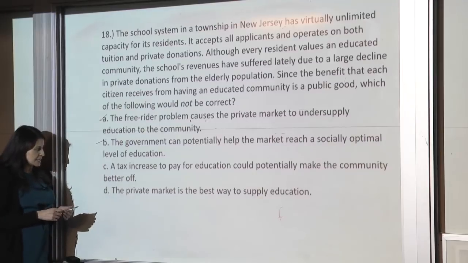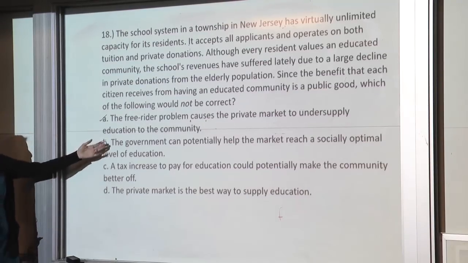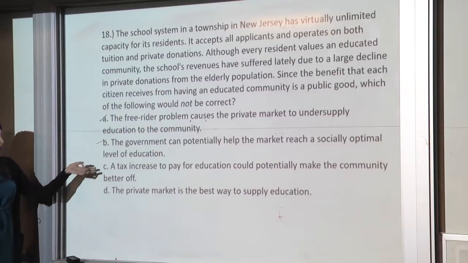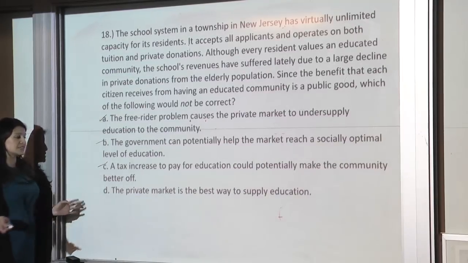So this is correct. C, a tax increase to pay for education could potentially make the community better off. So B is talking about some government intervention could help. And C is giving you a possible government intervention. So this is also correct.